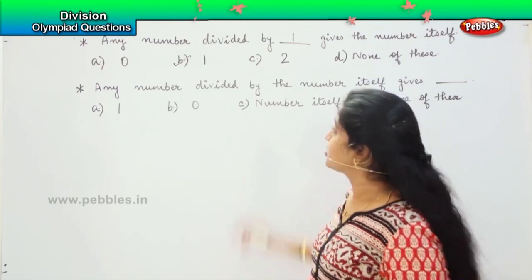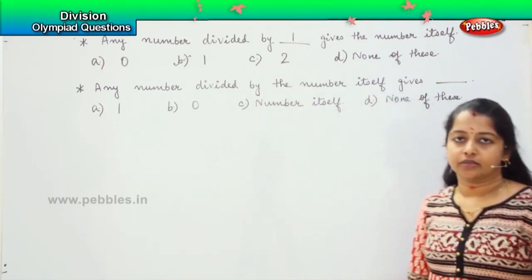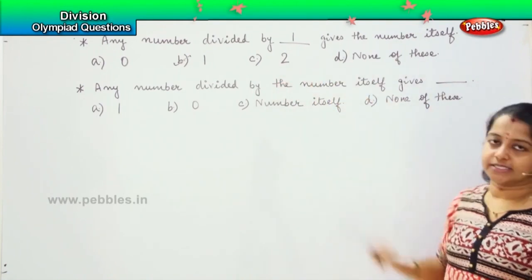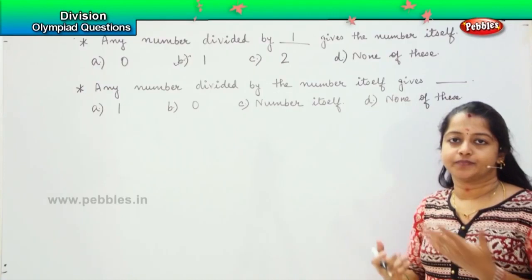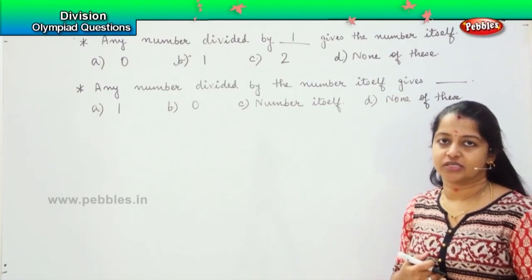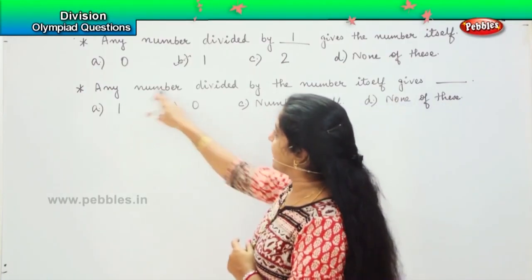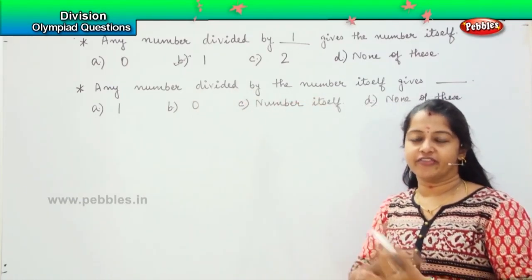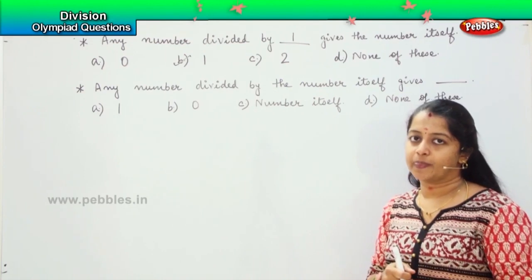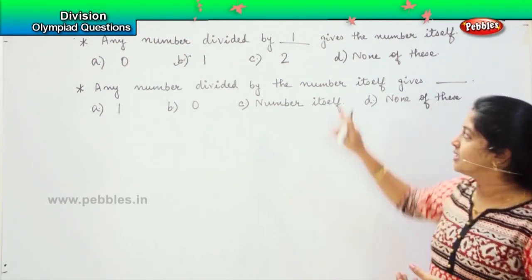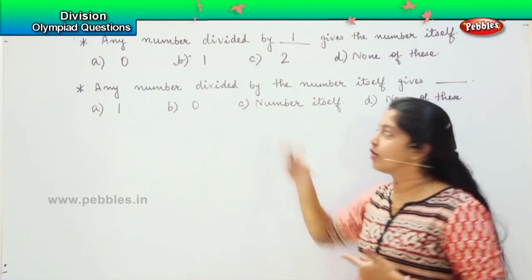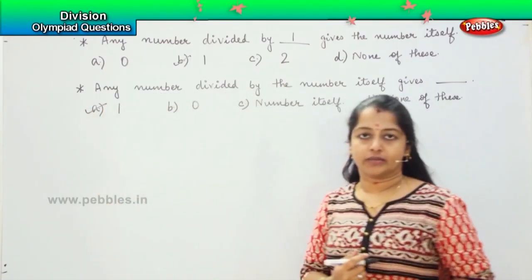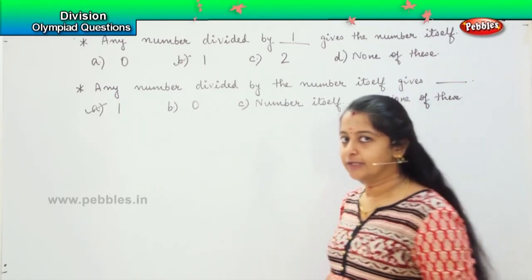Okay, so this is totally the opposite of what we have done earlier. The first one says any number divided by 1 gives the number itself. So this is just a different way of asking the same question. Understood? Here they are saying any number divided by the number itself. For example, if you divide 5 by 5, what is the answer you will get? 1, right? This is just a twisted way of asking the first question. So in this also your answer will be 1. Clear? Shall we proceed?